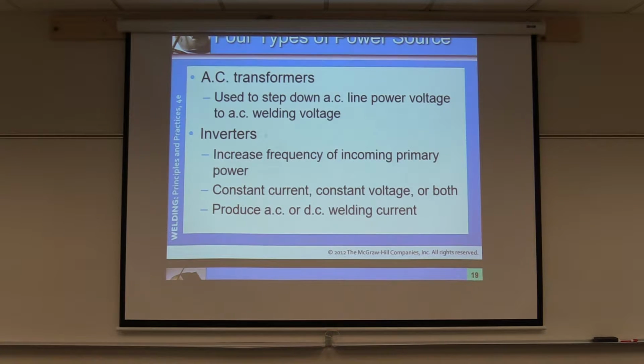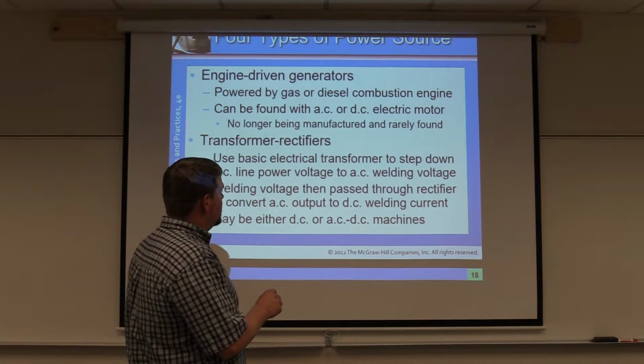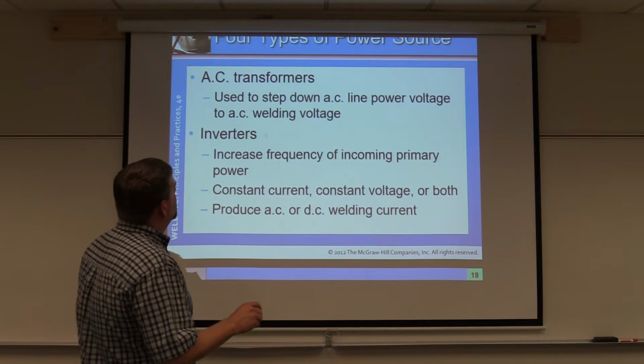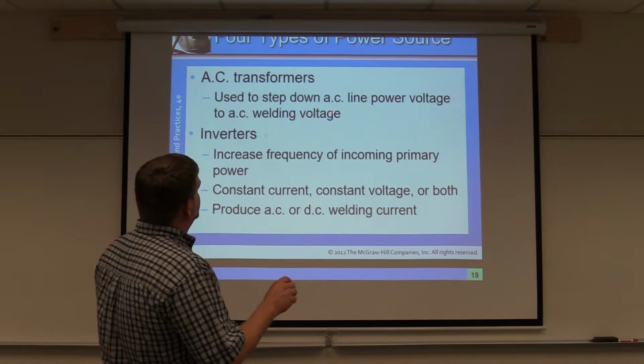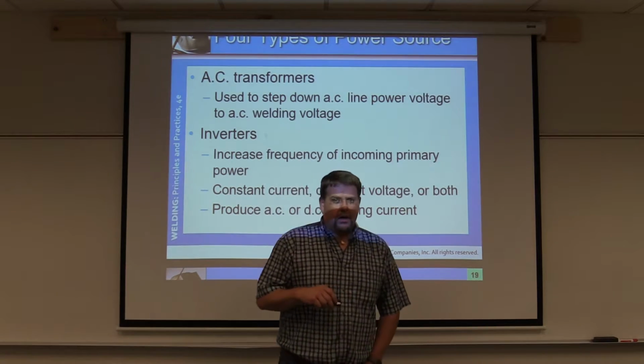You can read through this in your book. AC transformers, they are used to step down AC line power voltage to AC welding voltage. So it'd be the same thing as we had here, but instead of converting it from alternating current to direct current, this is just leaving it as alternating current. Now this is typically what you would find in most of welding.